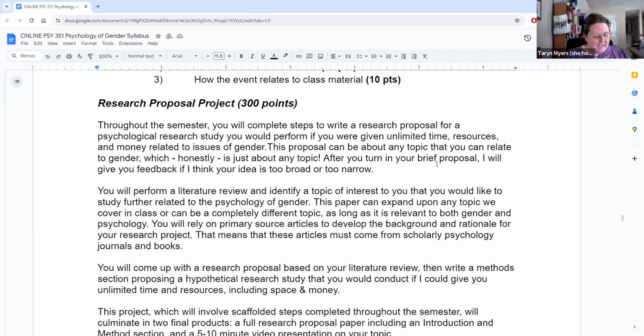And it can really be about anything you want as long as you can link it to gender, which is honestly just about any topic. If you think about even something like Alzheimer's disease, women tend to be caregivers for those with Alzheimer's much more often than men, right? So you can imagine writing a paper about that.